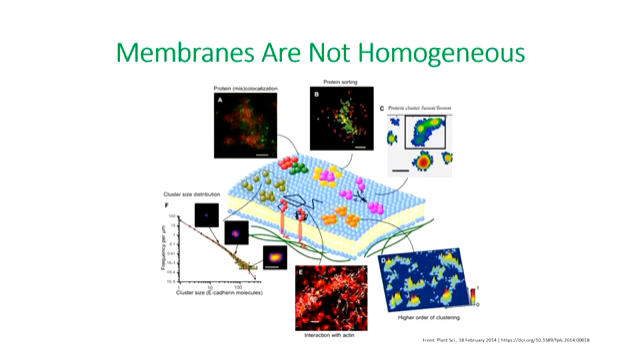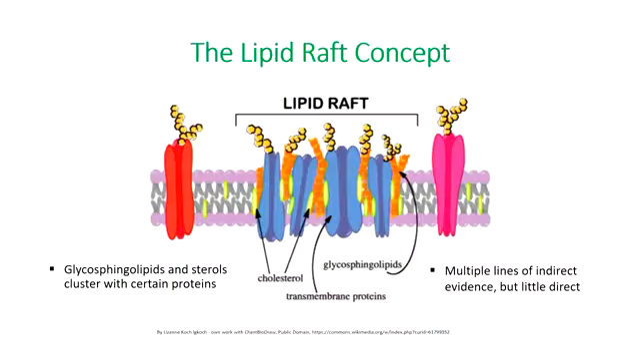So why is that true? Why do some things cluster together? Well, one proposal that became instantly popular and is still very popular in a lot of the scientific community is that there are things called lipid rafts. A lipid raft is an association of certain types of membrane lipids, specifically glycosphingolipids and sterols, with not just any old random protein, but certain important proteins, and these things cluster together and form their own little phase within the membrane, and these things diffuse around.